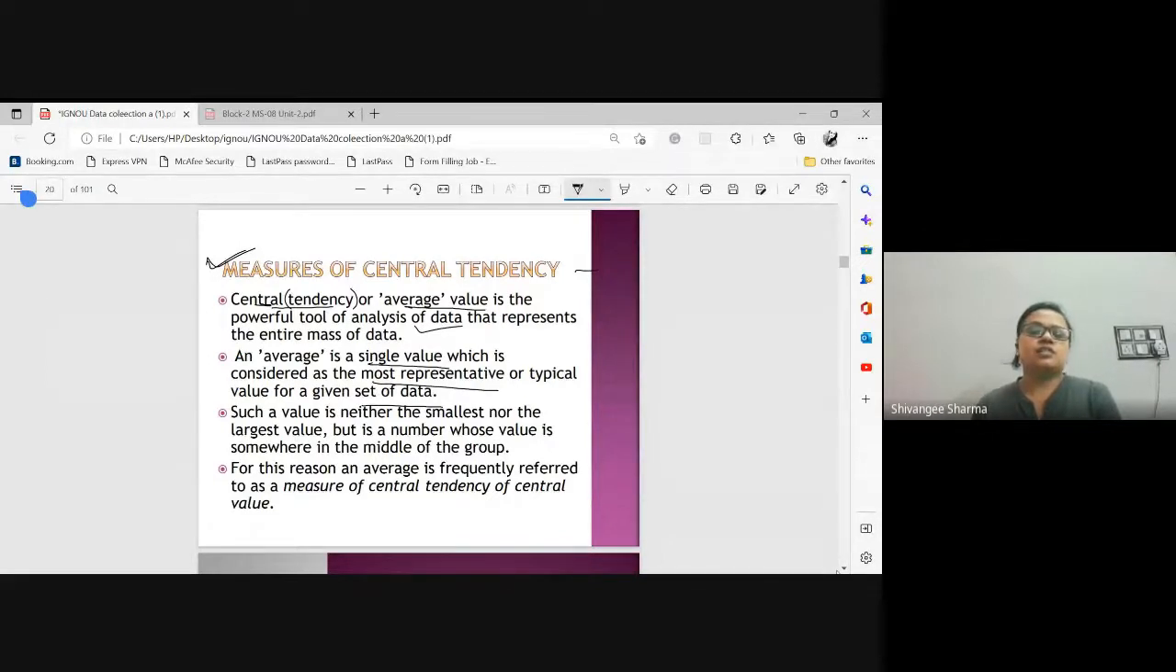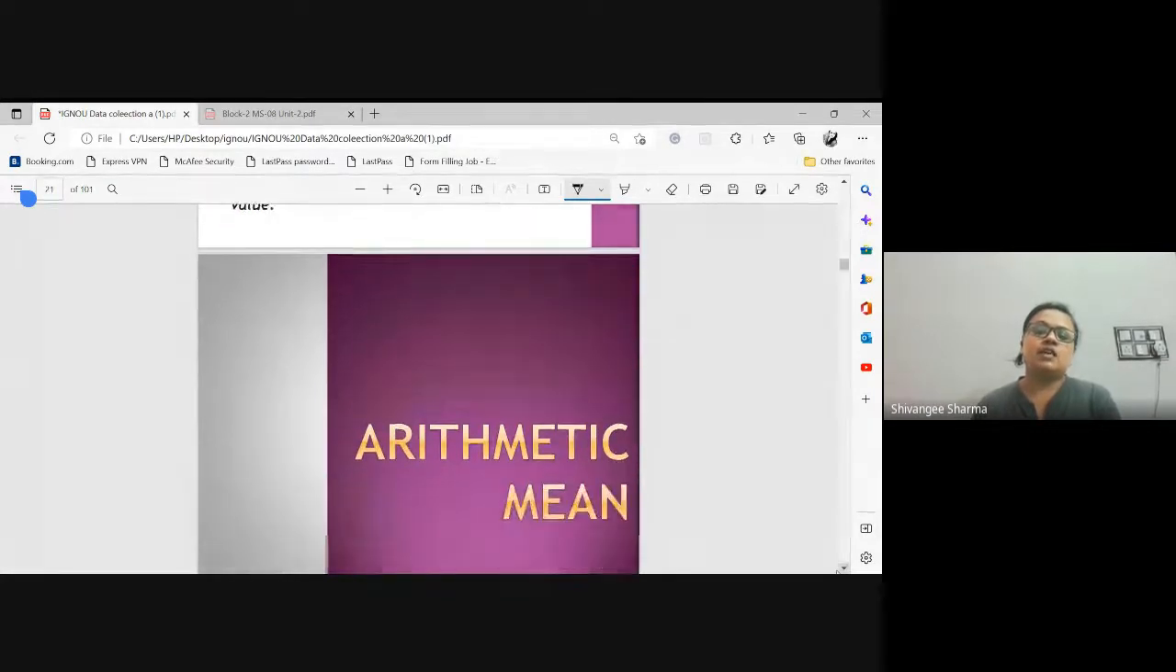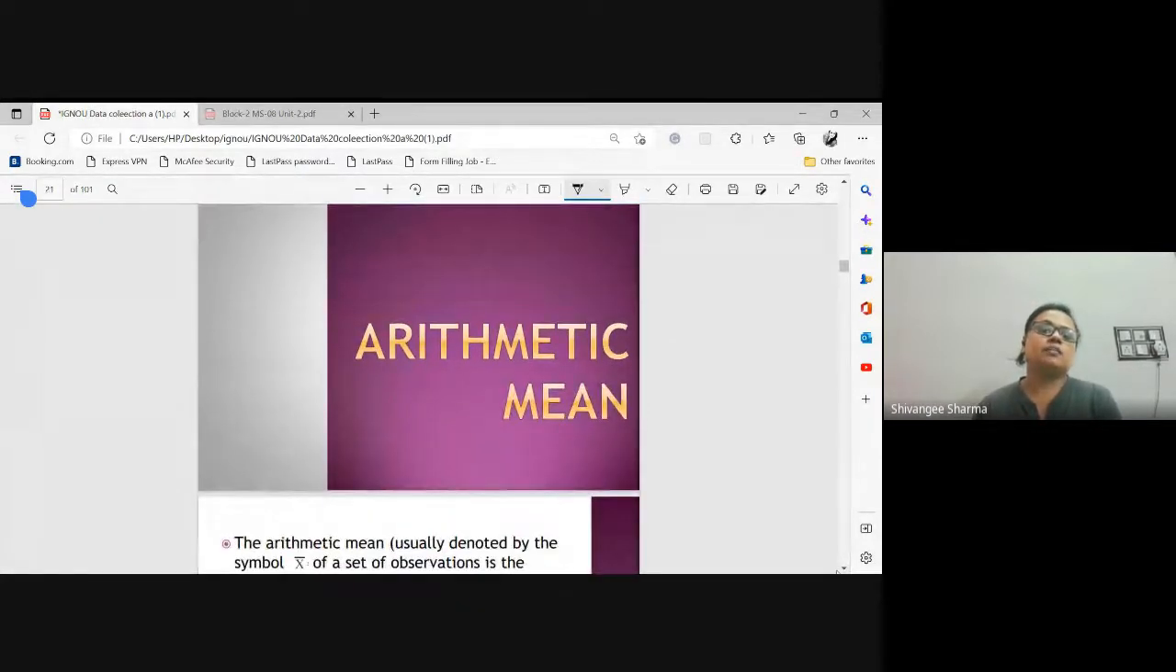For this reason, average is frequently referred to as a measure of central tendency, but we have many measures of central tendency. In general, we have three measures of central tendency, in which the very first is the arithmetic mean.